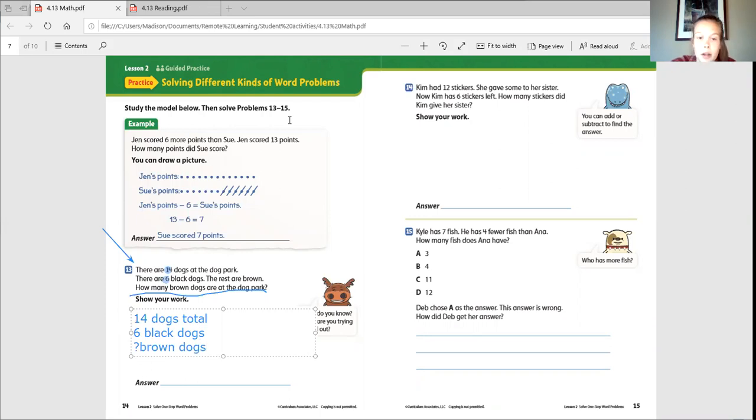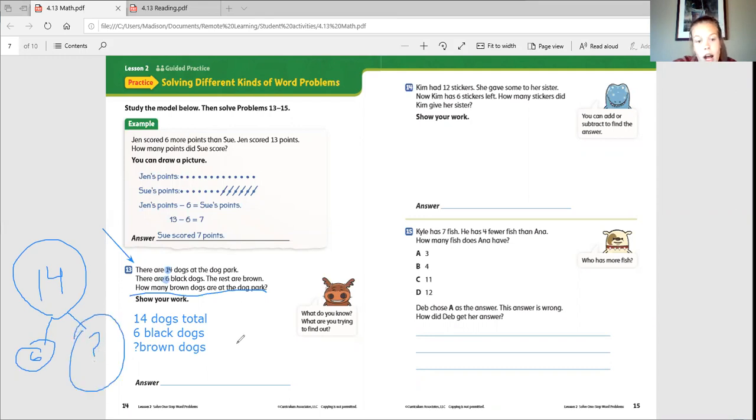So our three numbers, if we wanted to go back to our number bond, it would be 14, 6 for one of the parts, and then we don't know for the other part. So I'm going to solve it by drawing 14 total and then figuring out how many of those were black. So we're going to start with our 14 total. 1, 2, 3, 4, 5, 6, 7, 8, 9, 10, 11, 12, 13, 14.